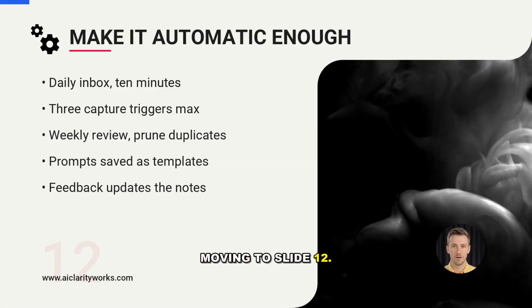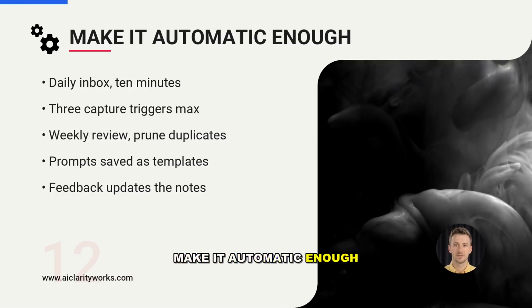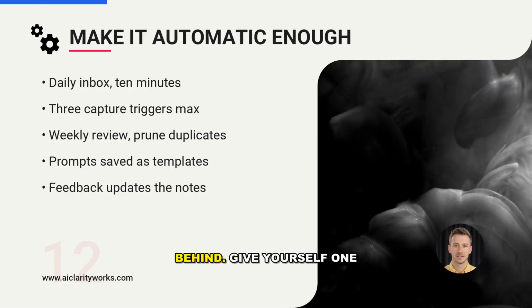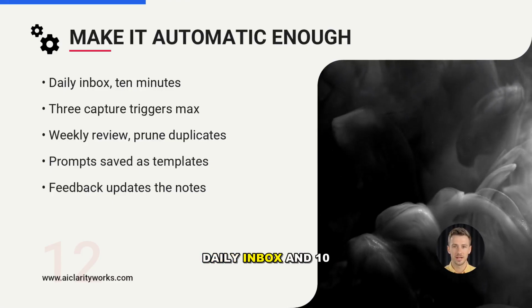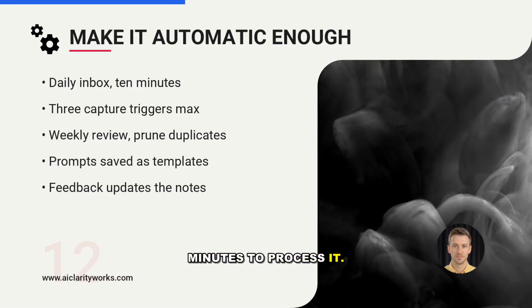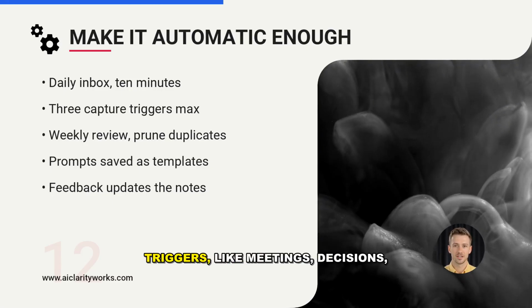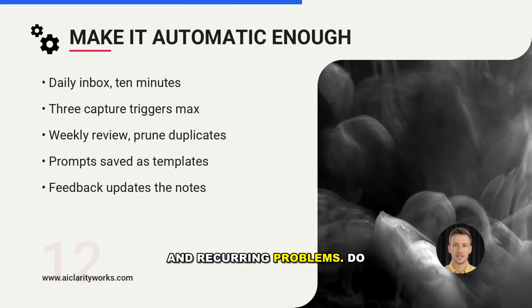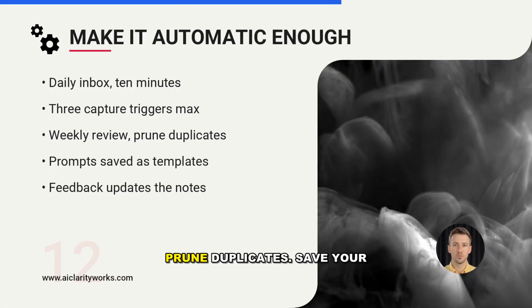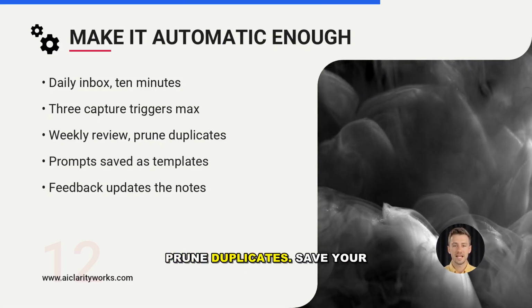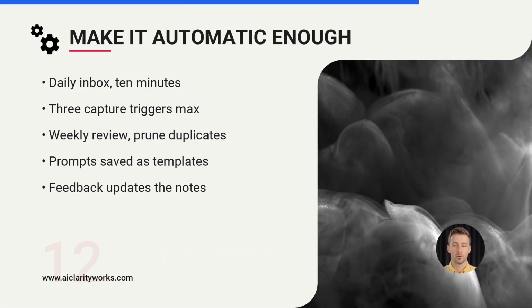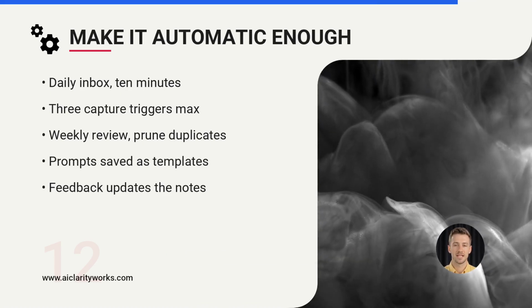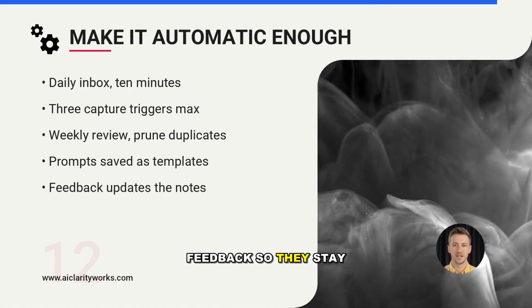Moving to slide 12. Make it automatic enough that you cannot fall behind. Give yourself 1 daily inbox and 10 minutes to process it. Limit capture to 3 triggers, like meetings, decisions, and recurring problems. Do a weekly review to prune duplicates. Save your best prompts as templates, and when reality changes, update the notes with feedback so they stay useful.